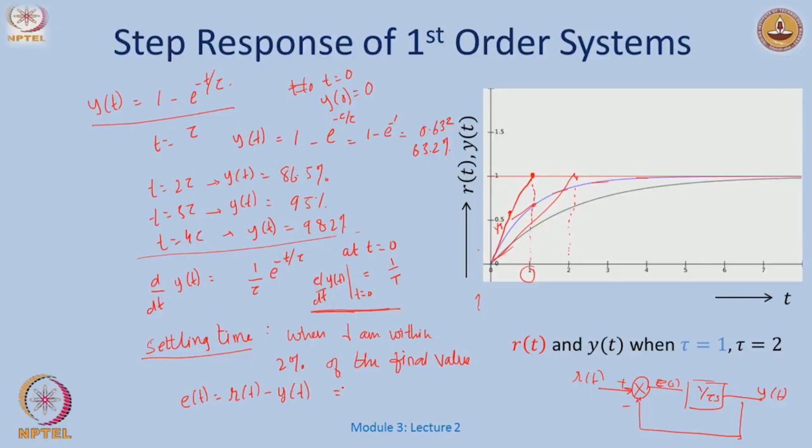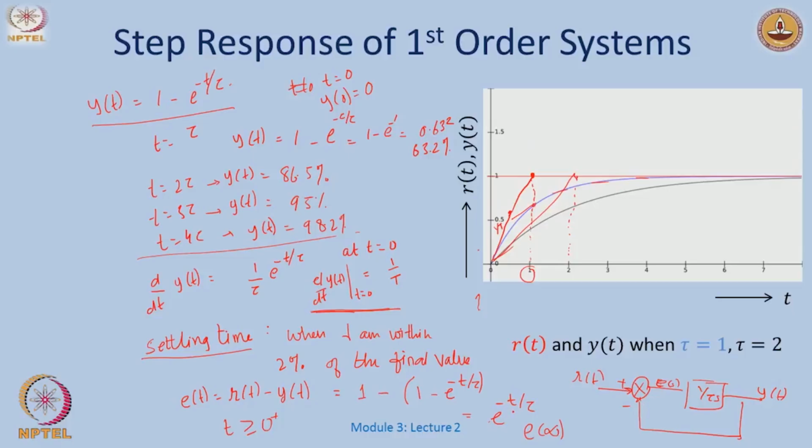E of t equals r of t minus y of t. Okay, so what is r of t? It is just a unit step, 1. And what is y of t? y of t is 1 minus e power minus t over tau. So this is simply e power minus t by tau, again for all t greater than or equal to 0 plus. Okay. Now what happens to the error at infinity?